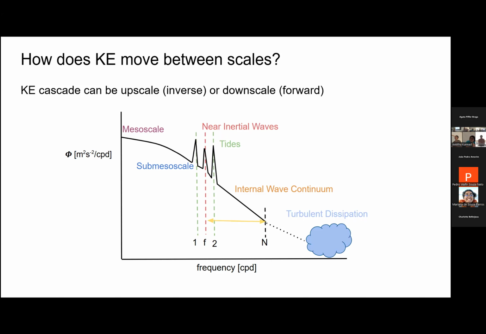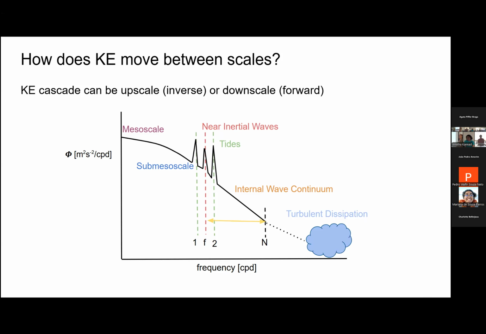Okay. So this is a cartoon representation of a spectrum. I will just go over what's on each axis in case you're not familiar with these. So this particular spectrum has scales of time on the x-axis, so frequency. So we have fast things on the right and slow things on the left. And on the y-axis is just the amount of energy that is contained in that scale.